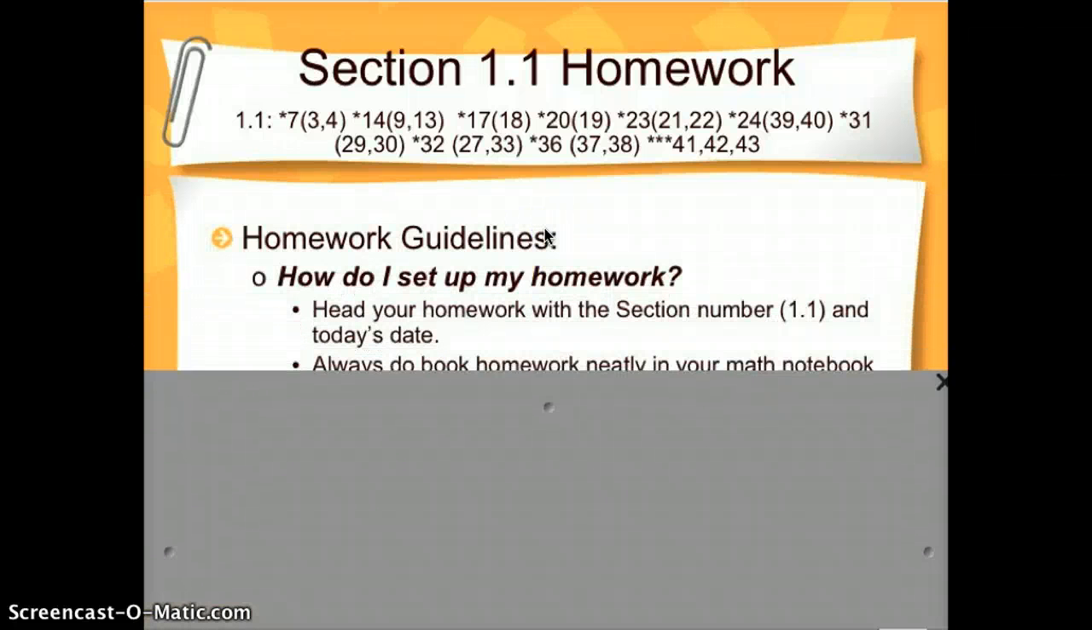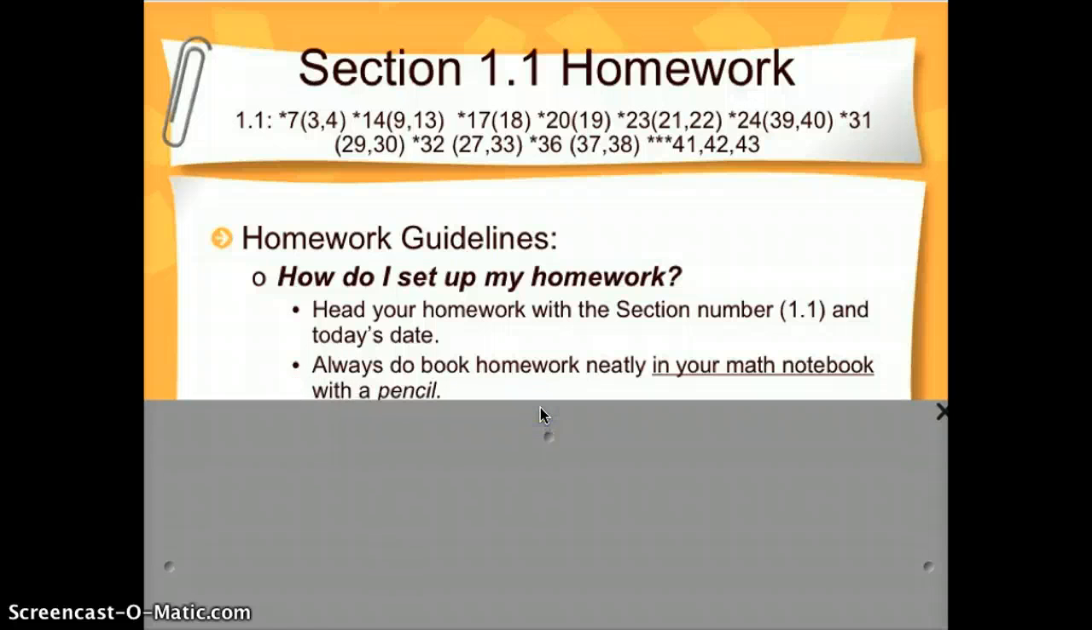All right, homework. Whenever you have homework, or often we might think of this as classwork in the future, you're always going to head it with the section number, which is 1.1, and today's date. I always want it in your math notebook, with a pencil, and neat.